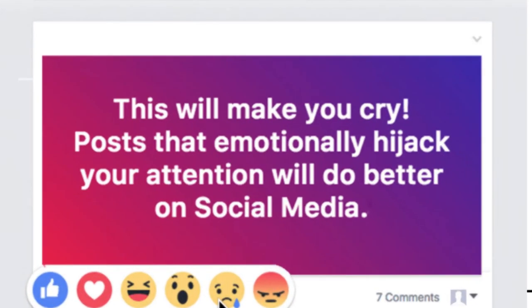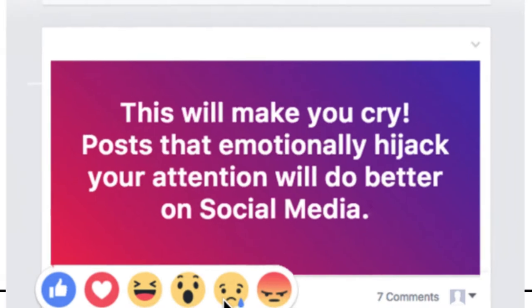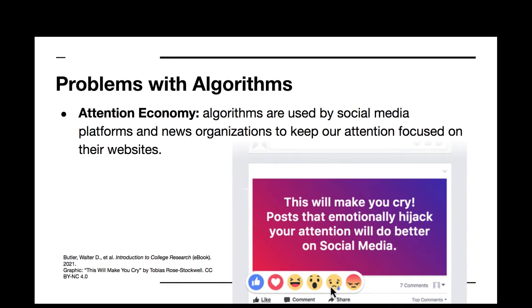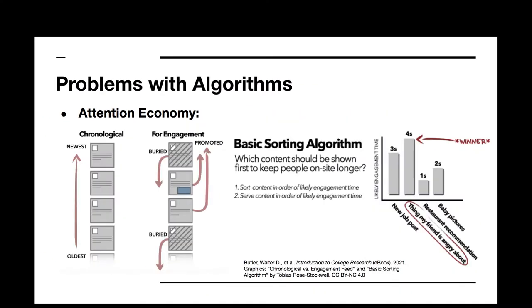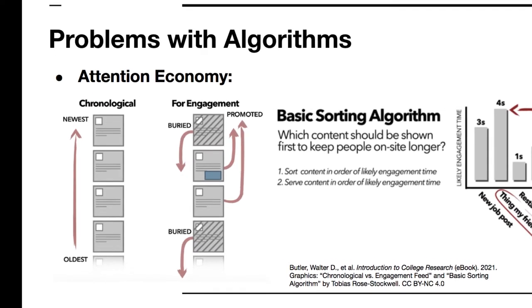This graphic shows an example of a typical Facebook post. It says, "This will make you cry. Posts that emotionally hijack your attention will do better on social media," and this statement has been scientifically proven to be true. Here is an example of how social media posts are sorted based on how many likes or how much interest they generate.